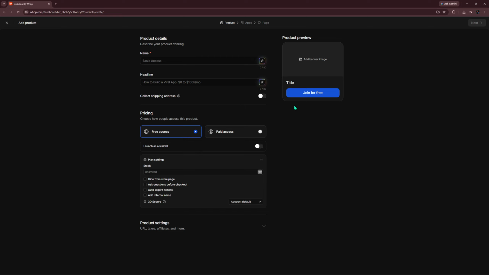Additionally, consider adding gallery images or even videos. These visuals can provide potential buyers with a better understanding of your product, showcasing it from different angles or highlighting its features. Don't forget to set at least one pricing option. This is how customers will know what to expect in terms of cost, and it's essential for completing the setup of your store page.